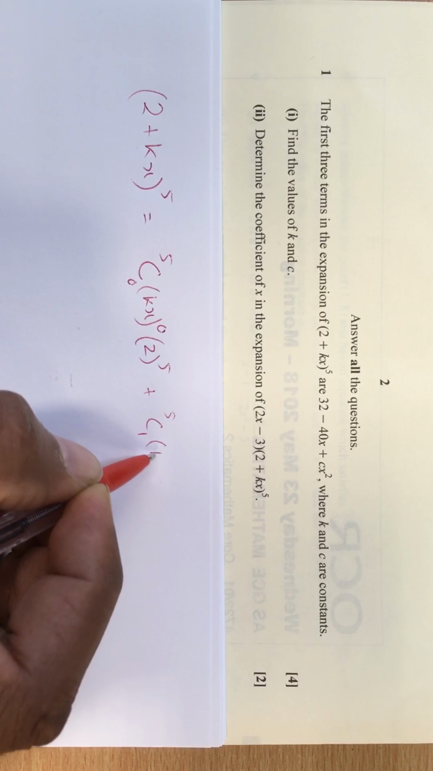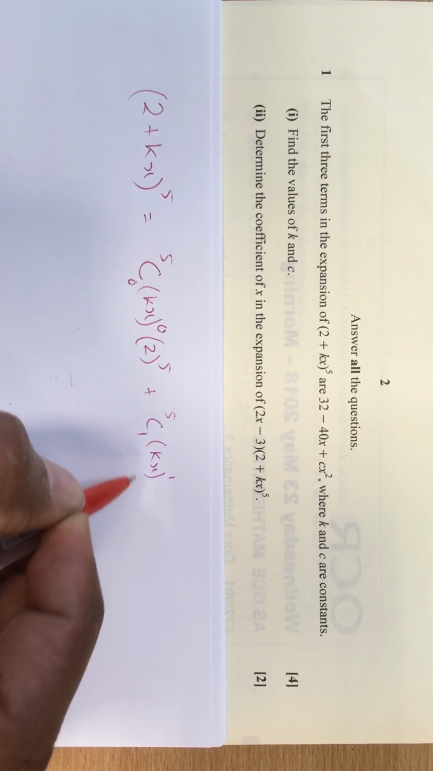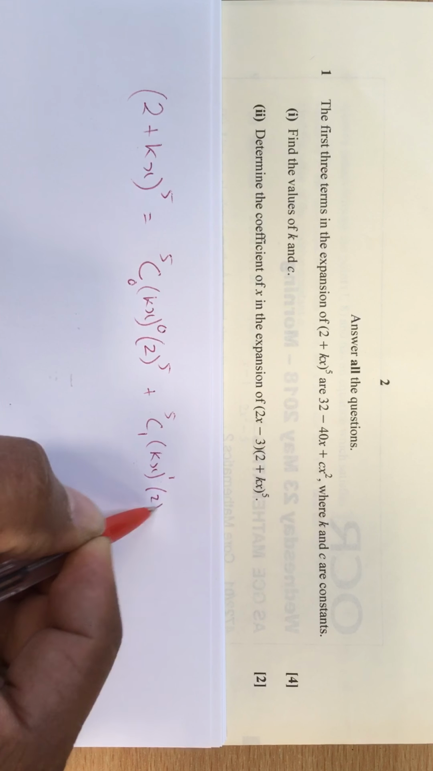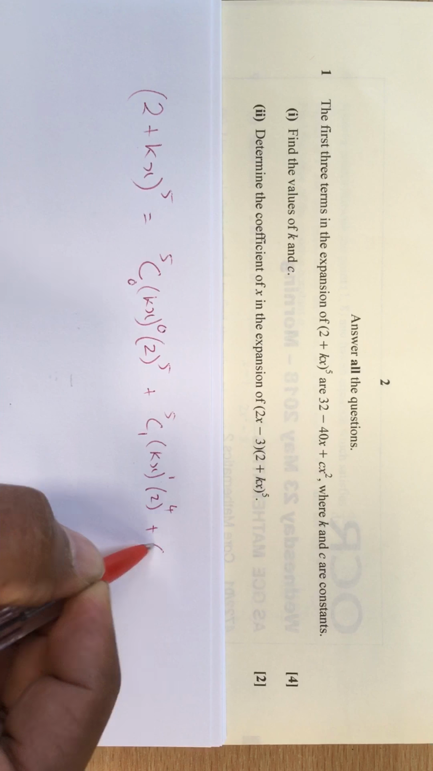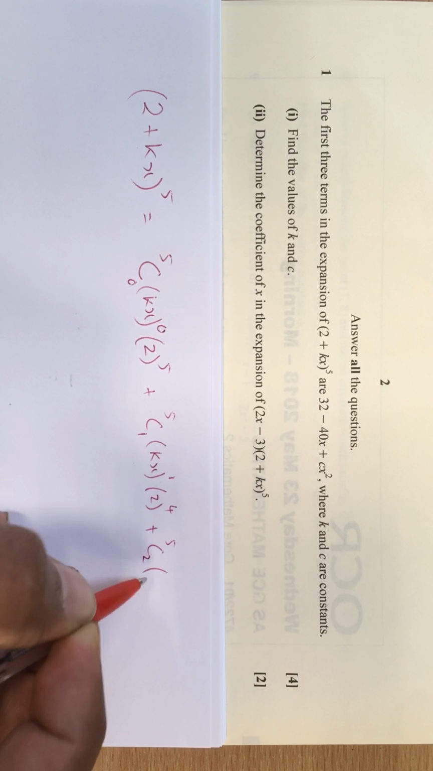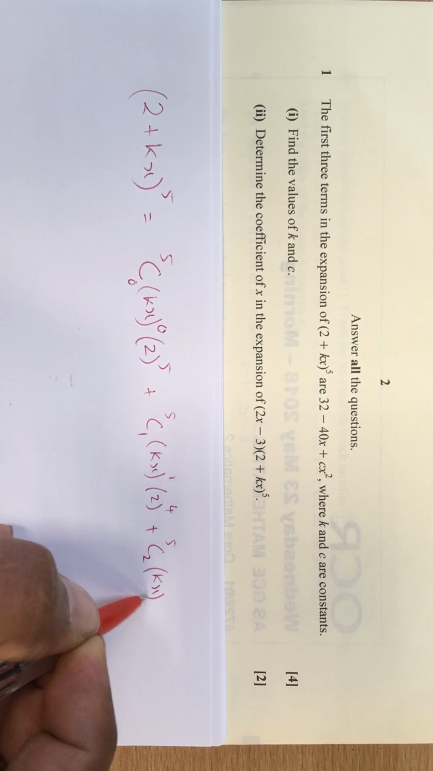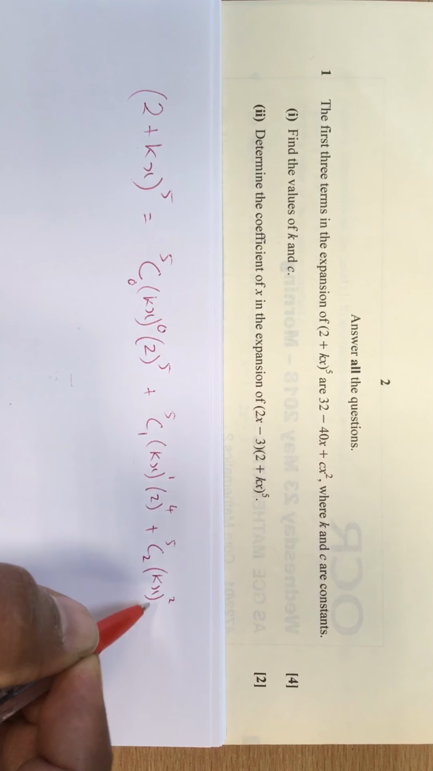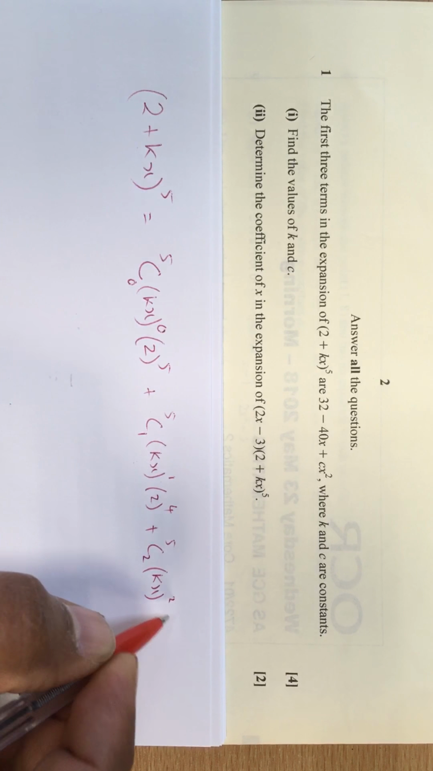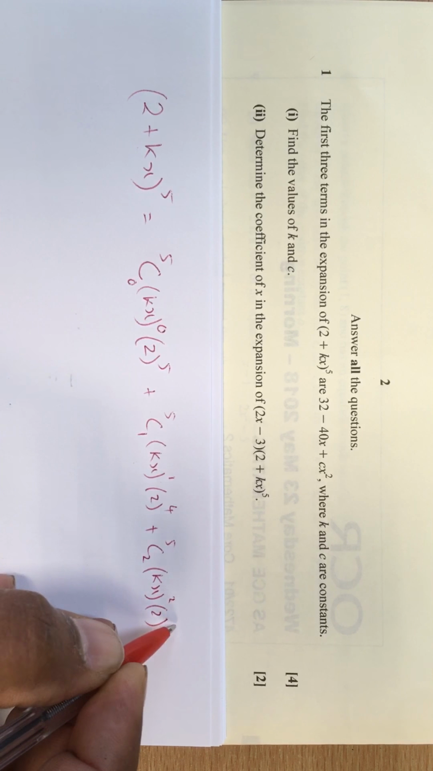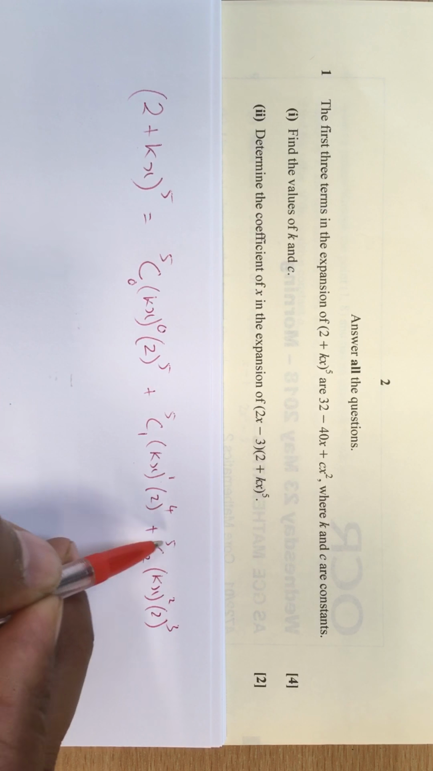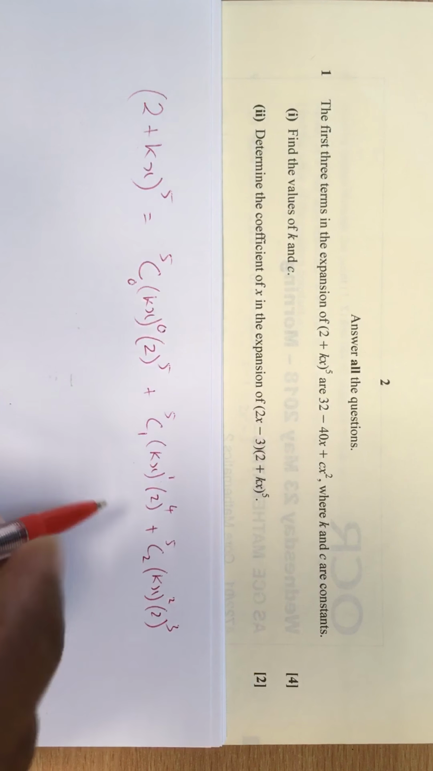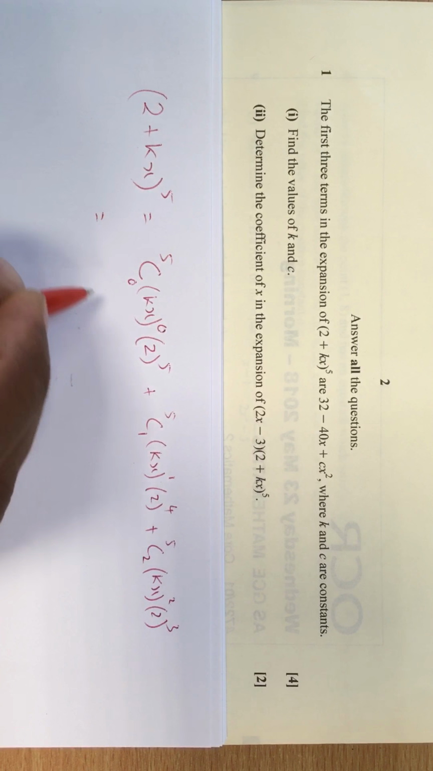This time we're going to go (kx) to the power 1, and we're going to reduce the power of 2 by 1, so 5 goes to 4. And the third term is 5 choose 2, (kx)^2, that's where the x squared comes out, and 2 to the power of 3, so that's been reduced. The sum of these two powers must always add up to 5. Okay, let's go by expanding this.